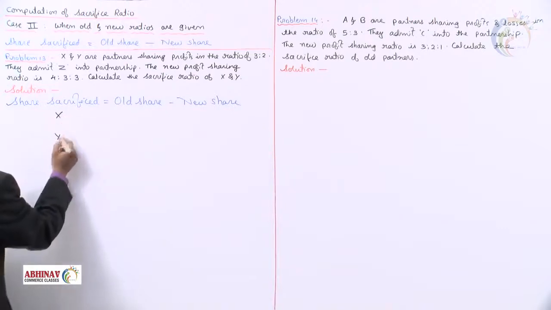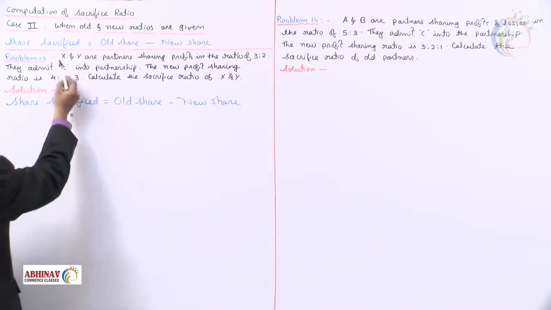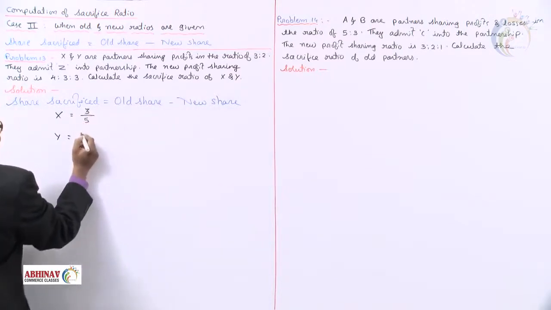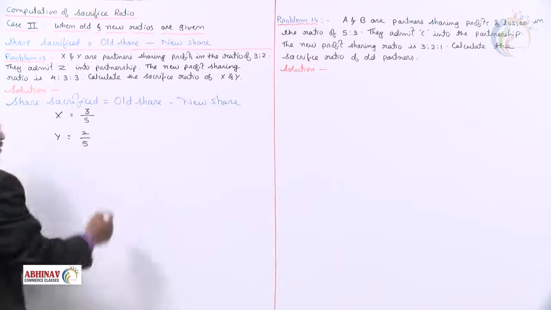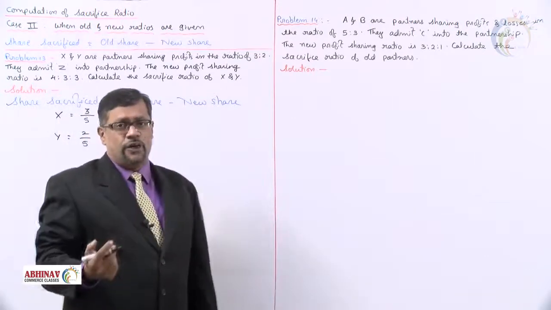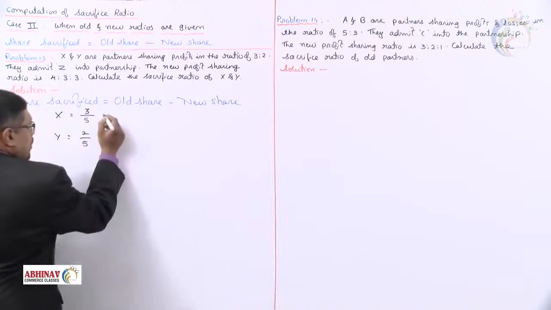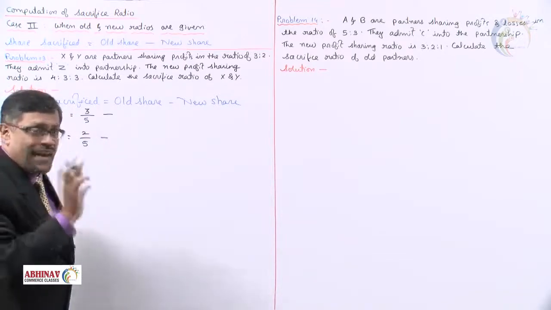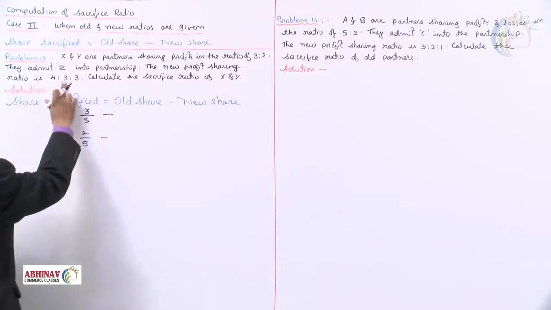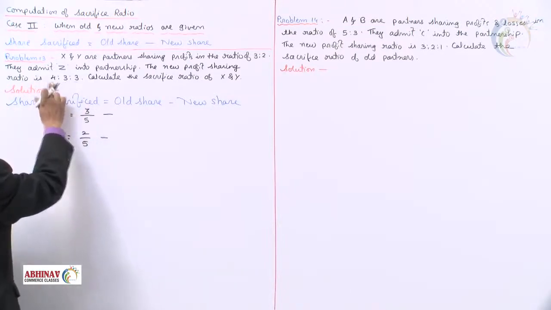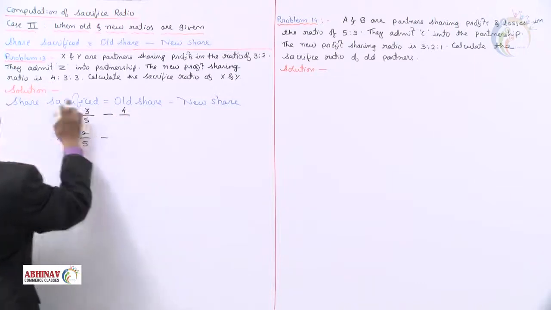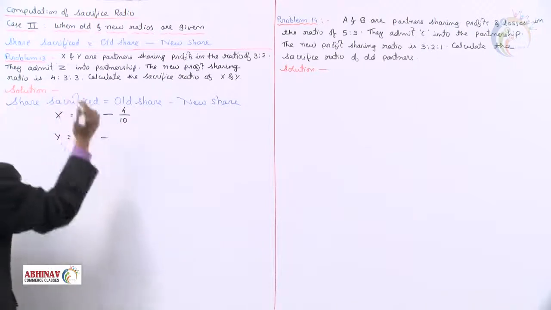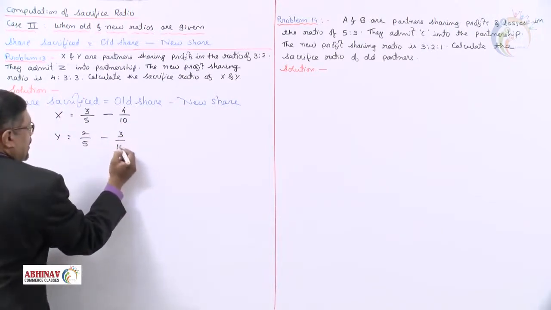Who are the old partners? Old partners are X and Y. What is the old ratio of X and Y? 3:2. 3:2 means 3 divided by 5, 2 divided by 5. 5 we divide because that is the total of the ratio. From this old share, we will minus the new share of X and Y. X is to Y is to Z. What is the share of X? 4 plus 3, 7 plus 3, 10. Share of Y is 3/10.